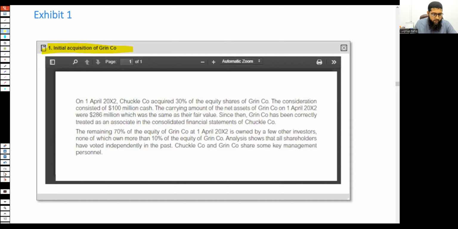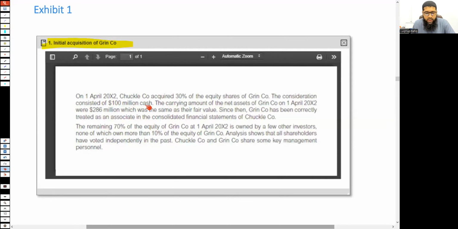Okay, let's try to discuss this. It says on 1st April 2002, Chakal company acquired 30% of the equity shares of Grain Company. The consideration consisted of $100 million cash. The carrying amount of the net assets of Green Company on 1st April 2002 were $286 million, which was the same as their fair value. Since then, Green Company has been correctly treated as an associate in the consolidated financials of Chakal. The remaining 70% of the equity of Green is owned by a few other investors, none of which own more than 10% of the equity of Green. Analysis shows that all shareholders have voted independently in the past. Chakal and Green share some key management personnel.